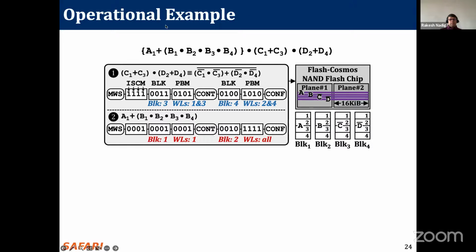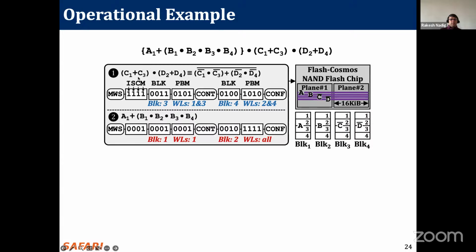So let's look at this equation, where we perform a lot of bitwise AND and bitwise OR operations. We break this equation into 2 parts. One where we take C1 bitwise OR with C3, and then D2 bitwise OR with D4, and then we do a bitwise AND of the results of these 2 operations. We take this first, and then we accumulate the results of this operation with the first part.